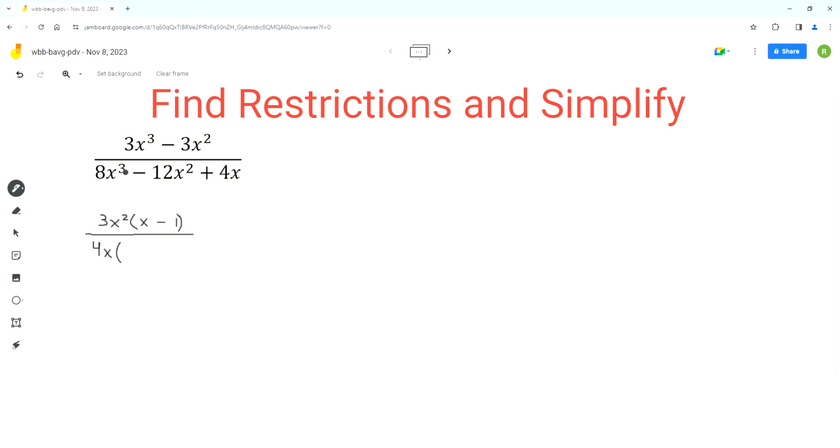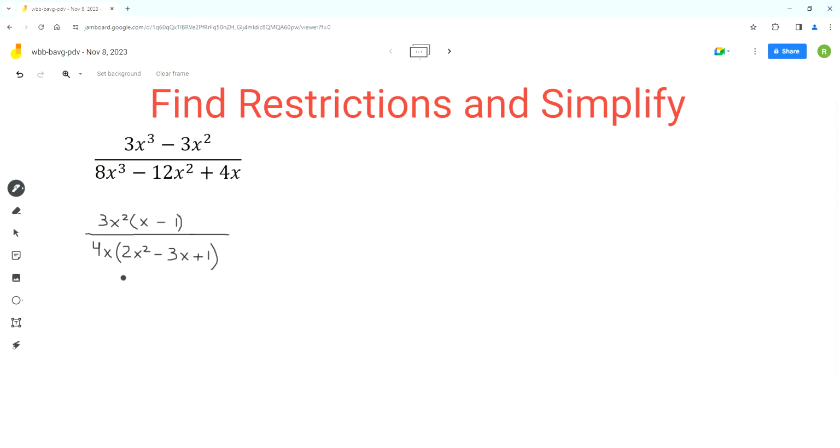So 8x cubed divided by 4x is equal to 2x squared. And now we have to divide 12x squared by 4x, which is equal to 3x. So we keep the minus sign and we get 3x. And next we divide 4x by 4x, which is equal to 1. So this is the expression we get in the parentheses after doing common factoring in the denominator. Now we cannot factor the numerator expression any further. So we are done with the numerator.